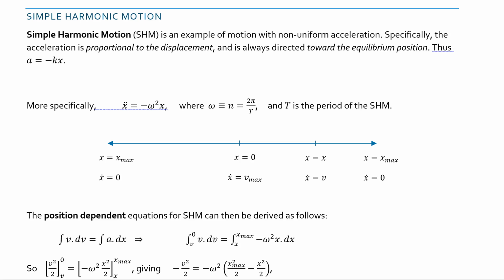Hello mathematicians, let's have a quick review now of simple harmonic motion, where simple harmonic motion is an example of motion with non-uniform acceleration. And in particular, the acceleration in simple harmonic motion is periodic, in the sense that it's proportional to the displacement and it's always directed back towards the equilibrium position.